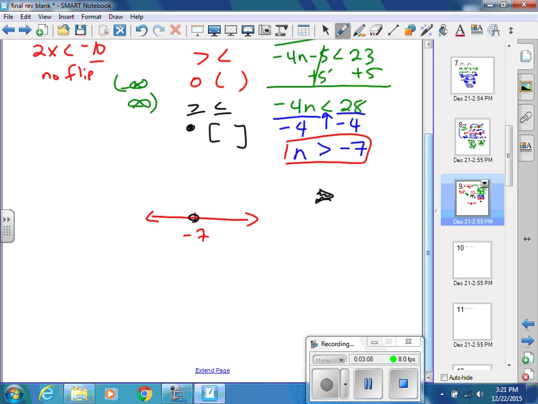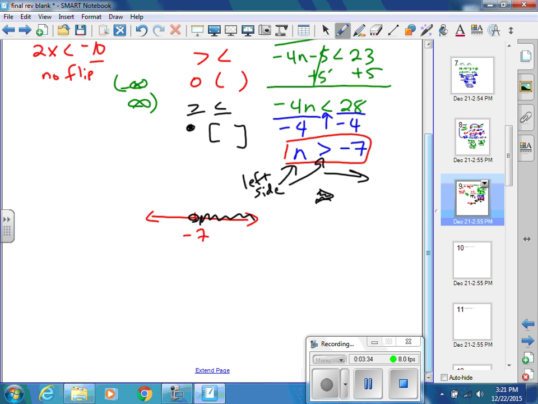In this case, it's saying that n is greater than negative 7, so that would mean everything to the right. But another trick is, if your variable is on the left side, see how the arrow is pointing this way? That's the way I'm going to shade. So either way, it's to the right. So shade to the right, that's how it would be, okay?